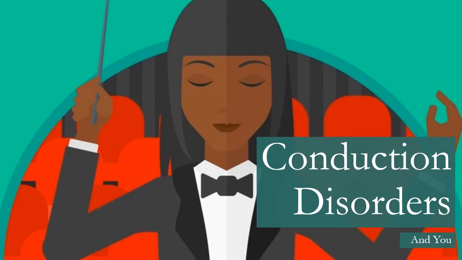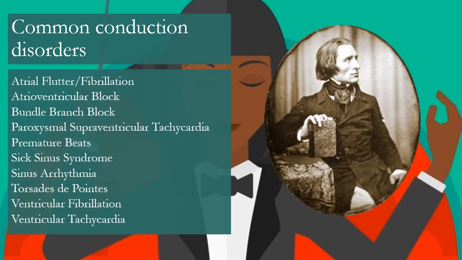Today we're going to talk a little bit about conduction disorders. So here are the common conduction disorders, right? We've seen all of these things before: AFib, A-flutter, AV block, bundle branch blocks. We diagnosed all of these when we were talking about EKGs, of course.